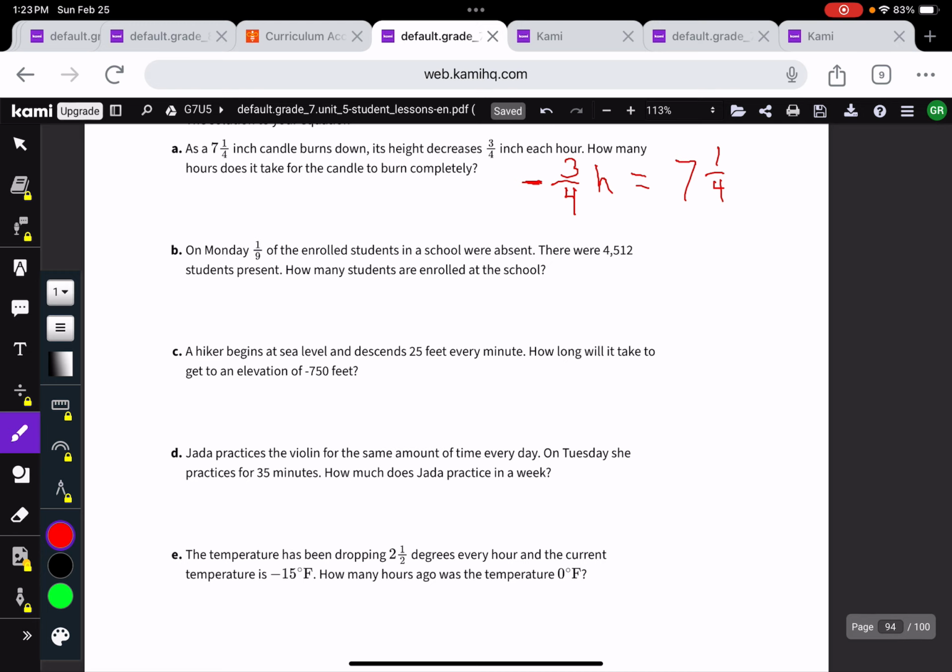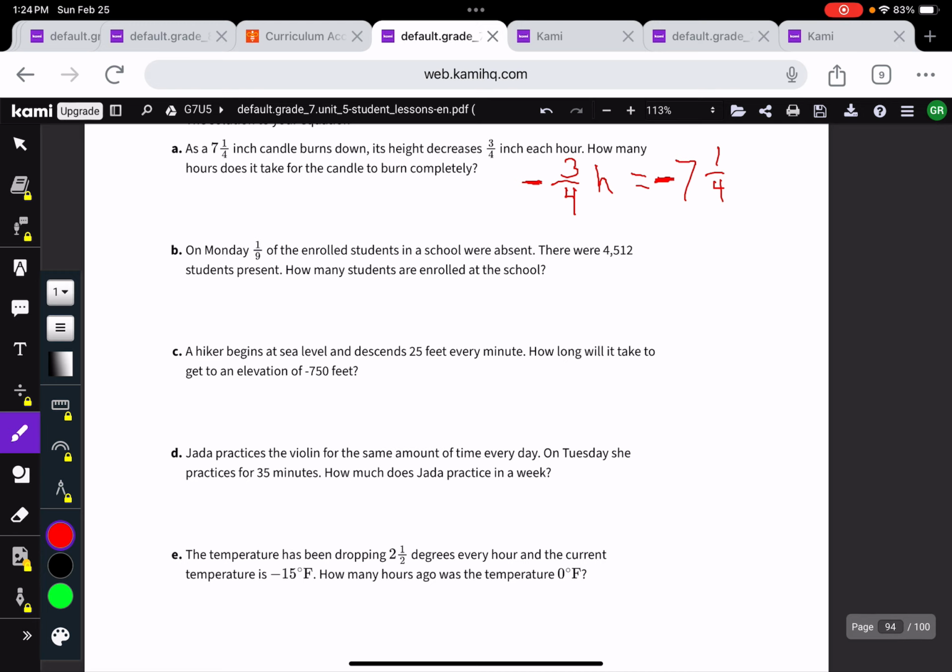But if we solve this, you notice I have a negative answer, and I don't really necessarily need negative answers. But essentially what we're saying is, how long until we get rid of that 7 1/4, which means writing that as a negative. If we didn't, we'd still get the right answer. We'd have a negative answer, which would just say that this many hours ago that whole candle was there. It's a minor technicality, but at least we'll get a positive answer this way.